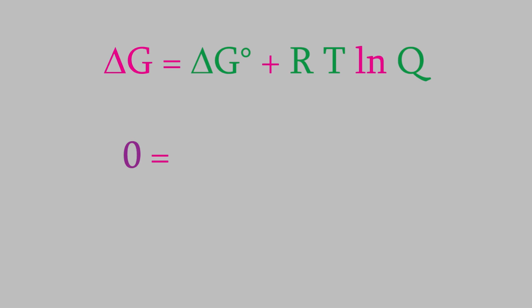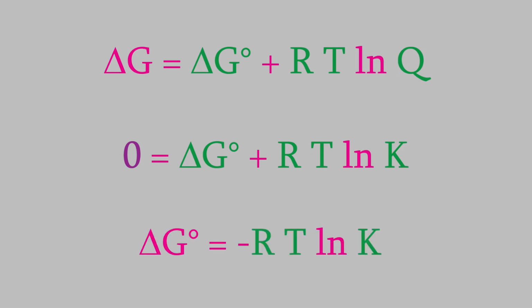Also, if we're at equilibrium, the reaction quotient Q is equal to K, the equilibrium constant for the reaction. If we move the standard delta G to the left side of the equation, we get this. As you can see, if we know delta G, we can figure out the equilibrium constant, or vice versa.